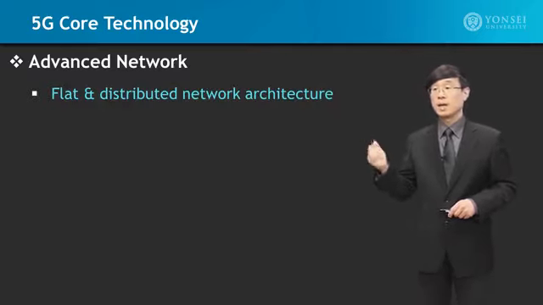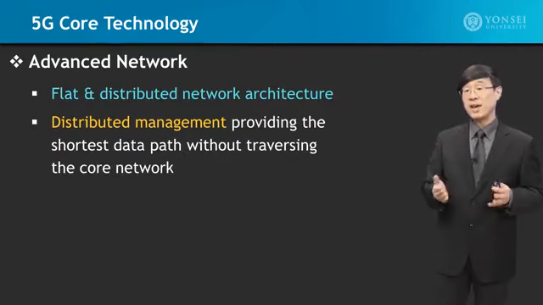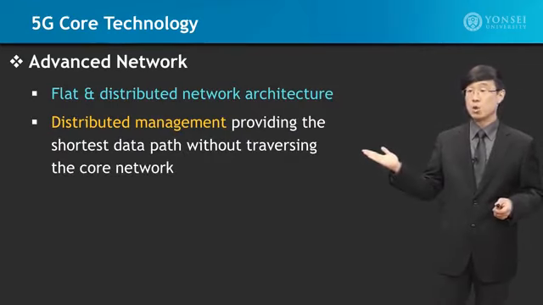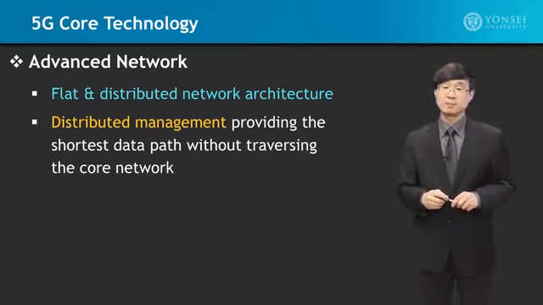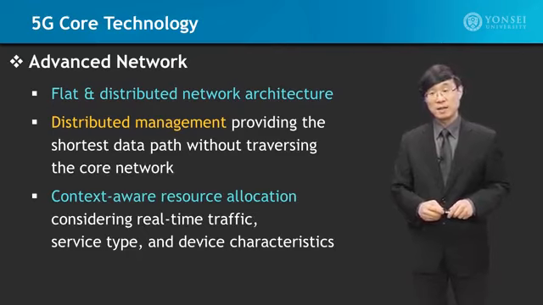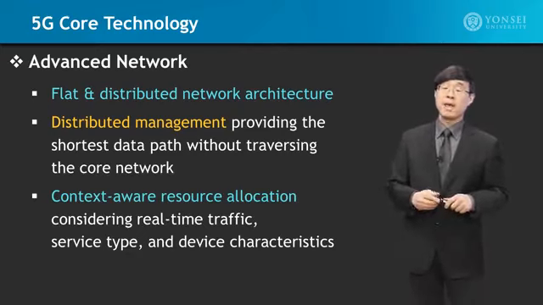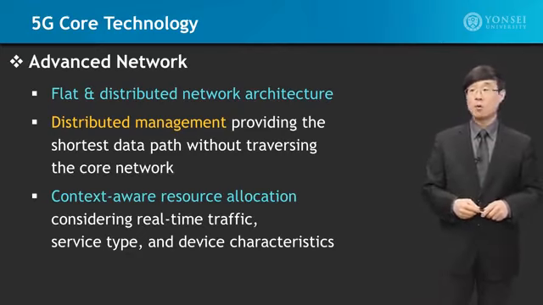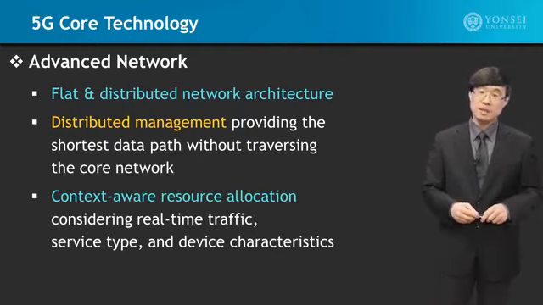Advanced network is, once again, the flat and distributed network architecture, which takes advantage of distributed management, providing the shortest path without traversing the core network. Once again, how is this provided? Through NFV and SDN technology. Context-aware resource allocation, considering real-time traffic, service type, and device characteristics, is provided. Where is this context coming from? And where do I need to rebalance the overall resource allocation scheme to make my network overall optimally efficient and highly utilized?